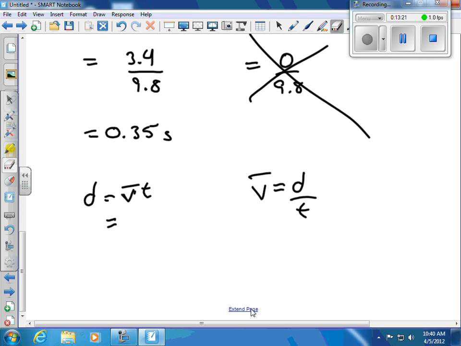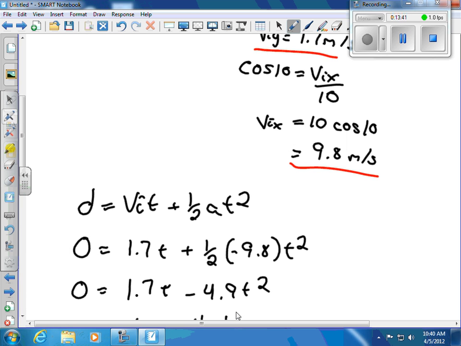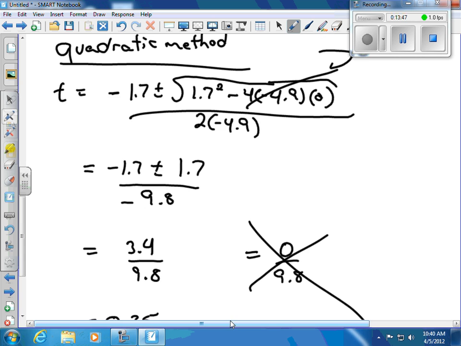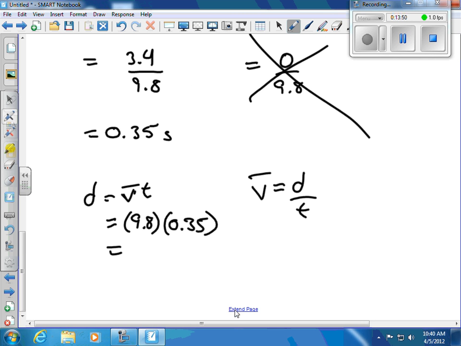So the shot was like 2 meters. He kind of duffed it. It's 9.8 times 0.35. Isn't it negative 9.8? No, that's not our acceleration. That's this vx. These just happen to be the same. So 9.8 times 0.35 is 3.4 meters. Not very far. How many yards is that? About 4.